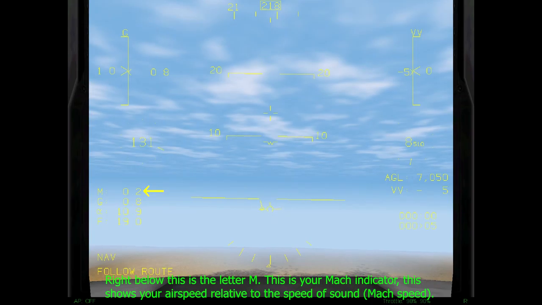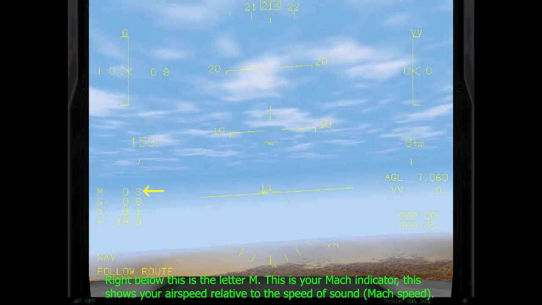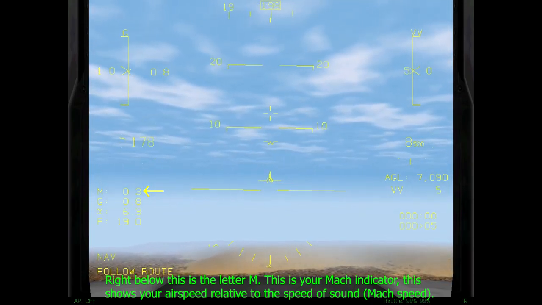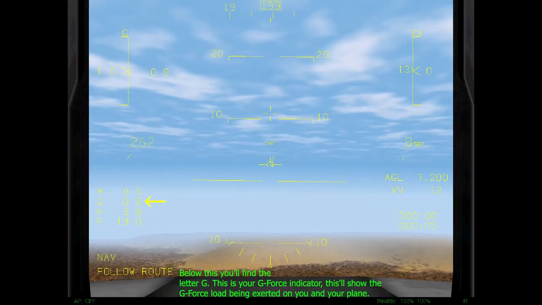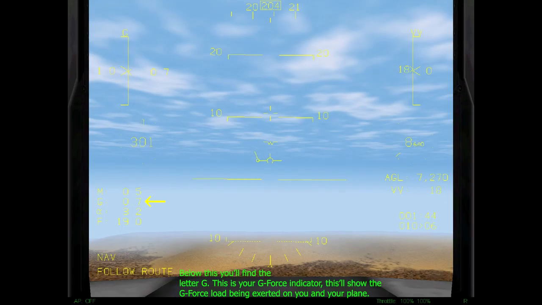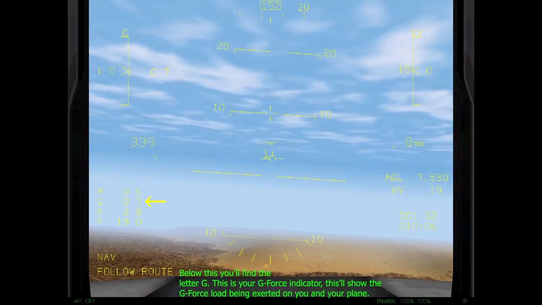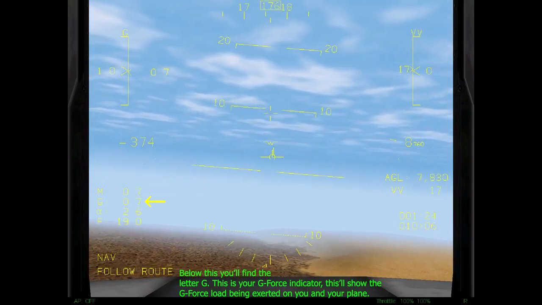Right below this is the letter M. This is your Mach indicator. This shows your airspeed relative to the speed of sound, or Mach speed. Below this, you'll find the letter G. This is your G-force indicator. This will show the G-force load being exerted on you and your plane.